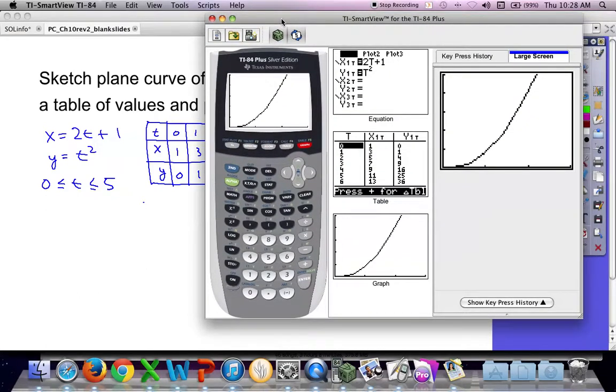Would that be adequate for a graph of parametric equations? No. What's it missing? It needs some arrows that indicate the direction, the direction that this graph was formed as the t values increase. That's what makes this thing a plane curve.